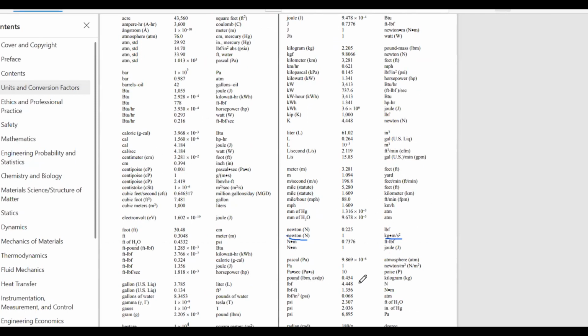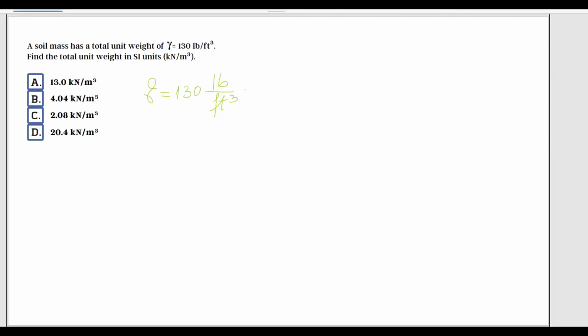So 1 pound equals 4.448 newtons. So let's try this. 1 pound equals 4.448 newtons. And then let's work on cubic feet.